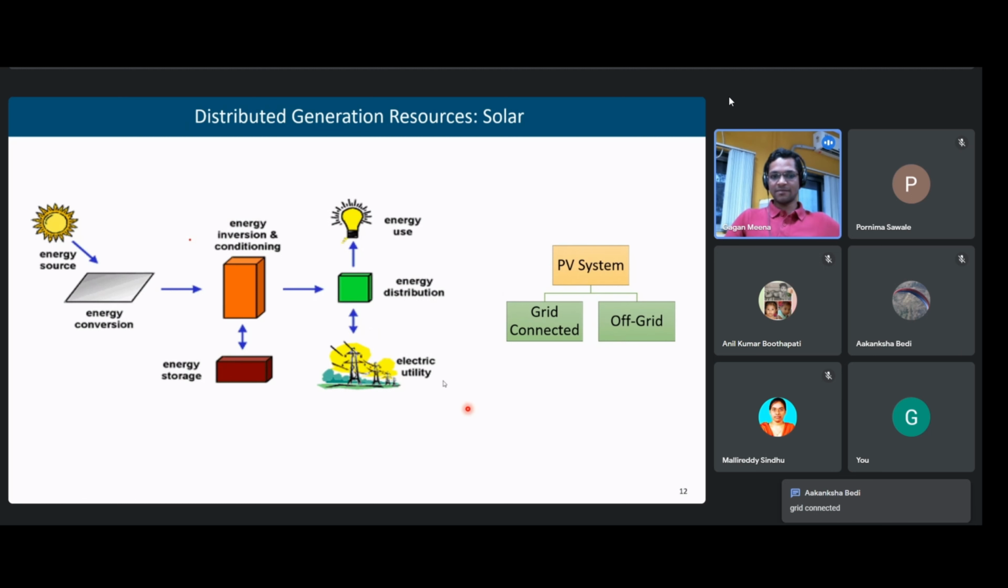Correct, grid connected. Because we can see here that this shows the bidirectional flow between the PV system and the electric utility. So the PV system is there, energy conversion happens here. Then this is a converter which will convert DC, because here we have DC and here is the AC. So this DC to AC conversion is done through converters.